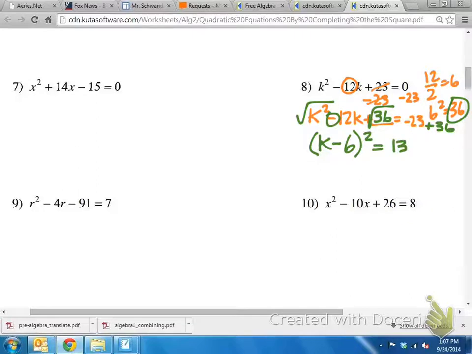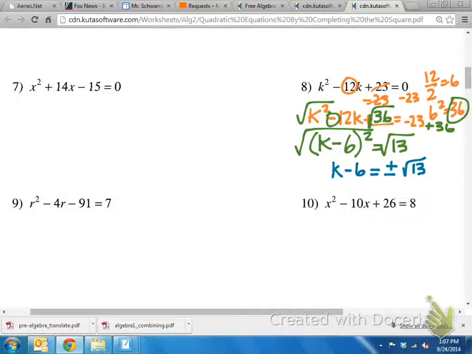All right, and then to get k by itself, we take the square root of both sides, which will leave me k minus 6 on that side. And because I'm taking the square root, I added it myself, I have a plus and minus sign. But again, square root of 13, unless you have a calculator that can give you a decimal, square root of 13 is not a perfect square. So I'm going to leave it the square root of 13.